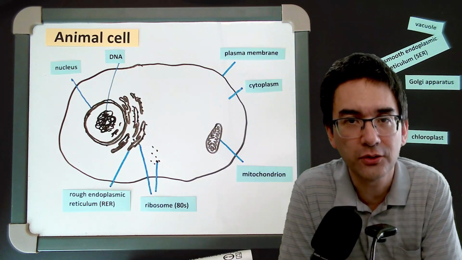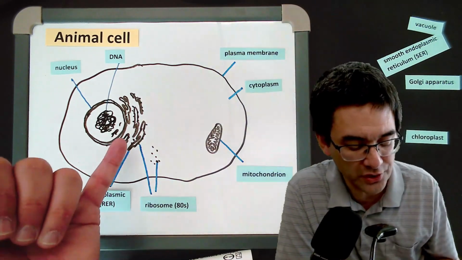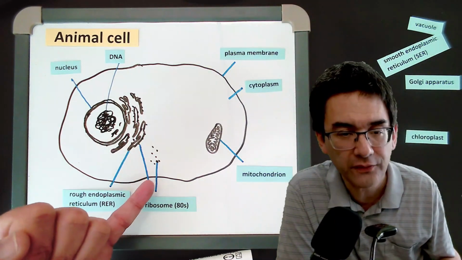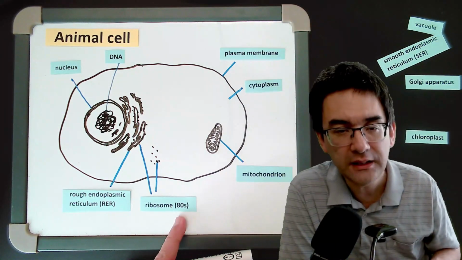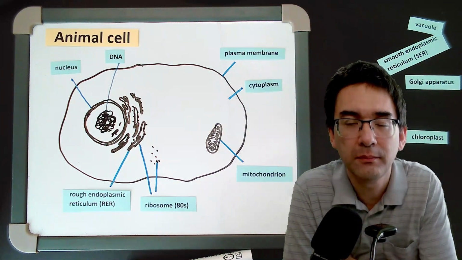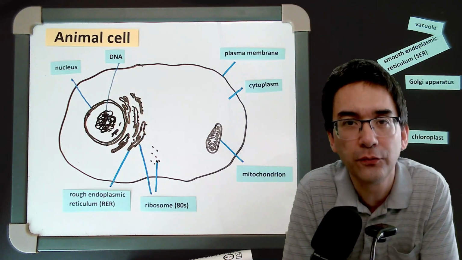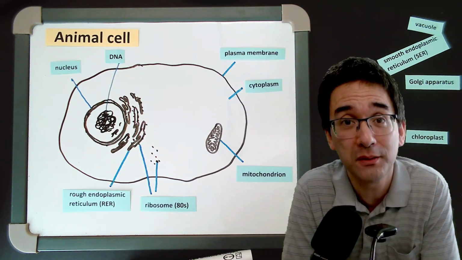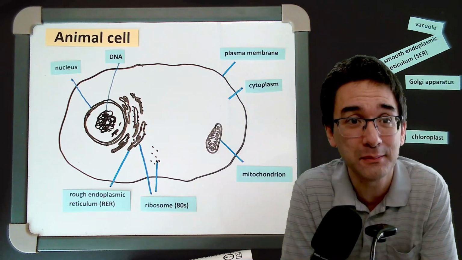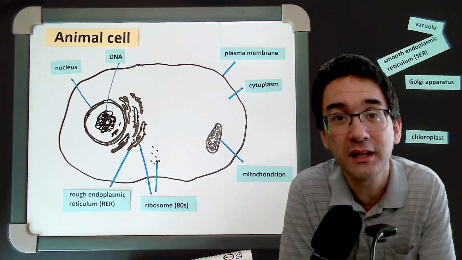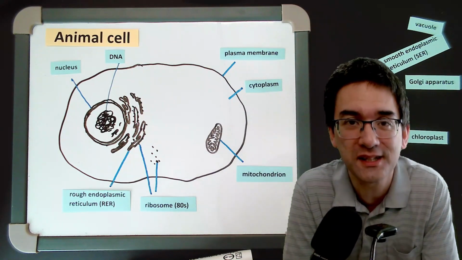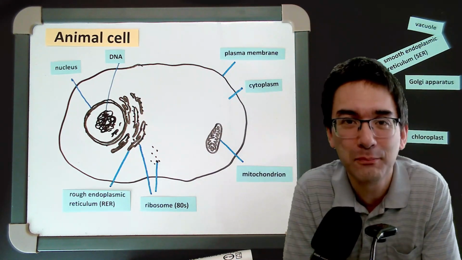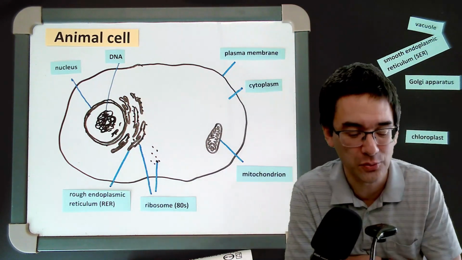Now you see that there are two different types of ribosomes, those that are found on the RER and those that are found floating around freely in the cytoplasm. I've indicated 80S here. This is an indicator of the size of the ribosomes, because eukaryotic cells like plant and animal cells have 80S ribosomes, and prokaryotes, which I'm going to talk about in a different video, have 70S ribosomes. And that's an important distinguishing criterion as well.